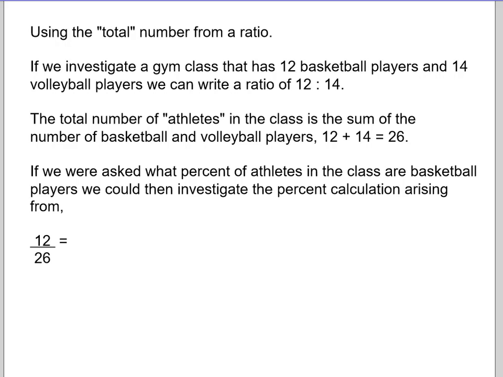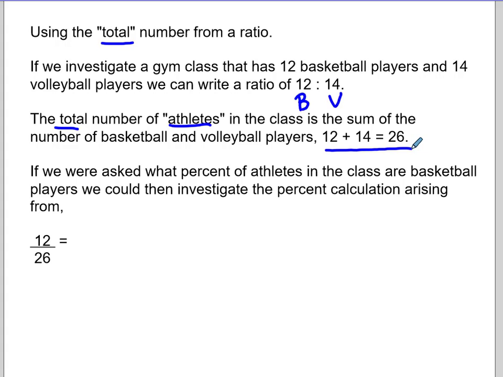Okay, so now the last part is something called the total number for a ratio. If we investigate a gym class that has 12 basketball players and 14 volleyball players, we can write a ratio of 12 to 14. So I might put a little b under here and a v under here just to keep track of which term is which. The total number of athletes in the class is the sum of the number of basketball and volleyball players together. So if we add those two values together, we get the total number of athletes in this class. It doesn't always have to be athletes, it could be whatever objects you're talking about.